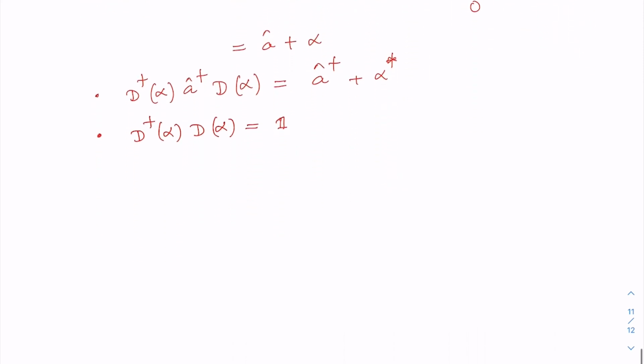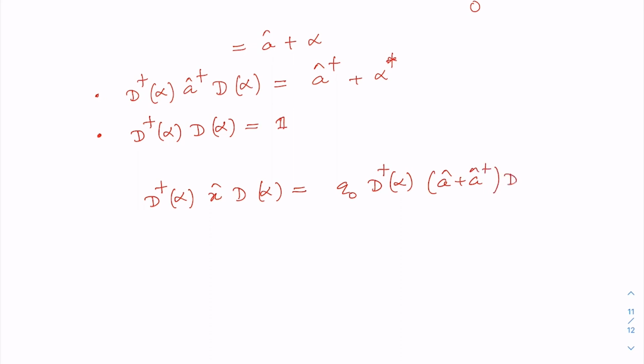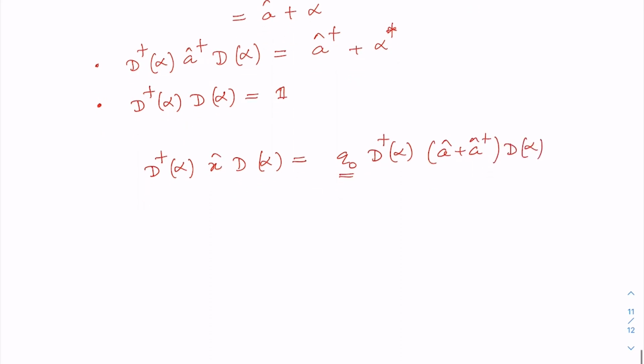Let me now quickly show you some usefulness of these relations that we wrote. So for example, you can immediately find out what is d dagger alpha x d alpha, because you know that x is equal to q0 (A plus A dagger), so d dagger alpha x d alpha is q0 d dagger alpha (A plus A dagger) d alpha. q0 is the zero point fluctuation, so if you work it out you should be able to get immediately, please show it, it's trivial, that it would be x plus twice q0 and the real part of alpha.